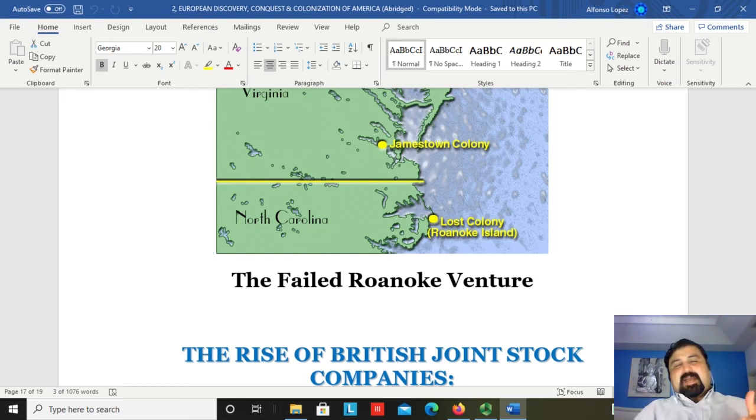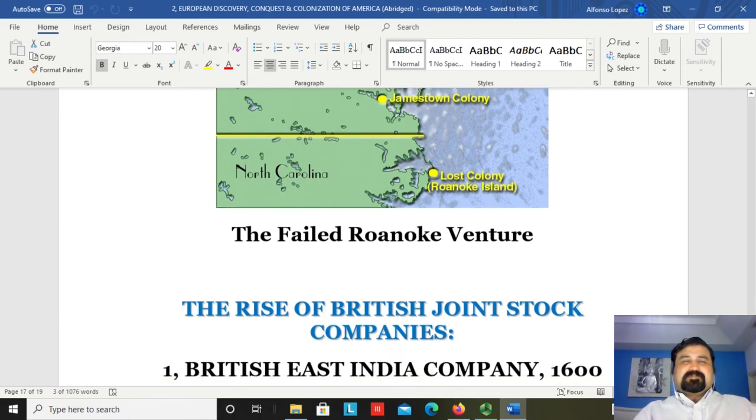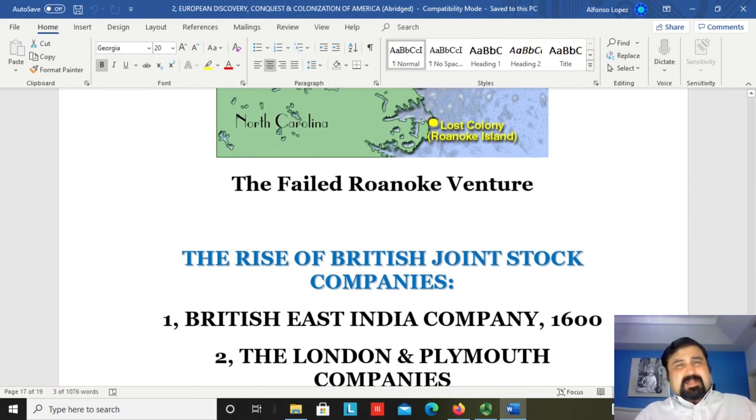And so, as the colony is beginning to be built, they ran out of supplies, and they have to send the captain back to London for more supplies, for more ships, and so on. And when the captain returns, many months later, it is estimated that he returns about a year later, there were no survivors. Nobody was there. So nobody knows what happens to them.